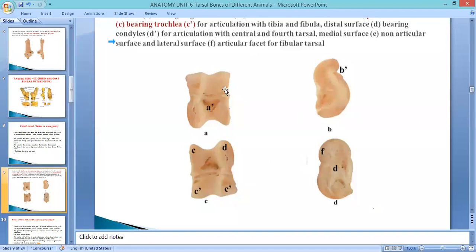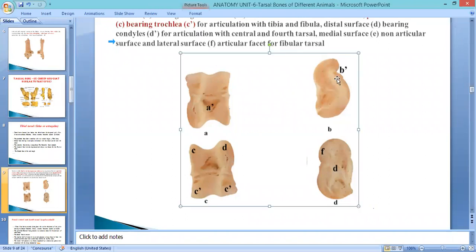So this is the proximal face, proximal part, proximal surface. This is the distal surface. Clear? This is the anterior surface. A is anterior, and B is posterior surface. So I think 4 is clear: proximal surface, distal surface, anterior surface, and posterior surface.